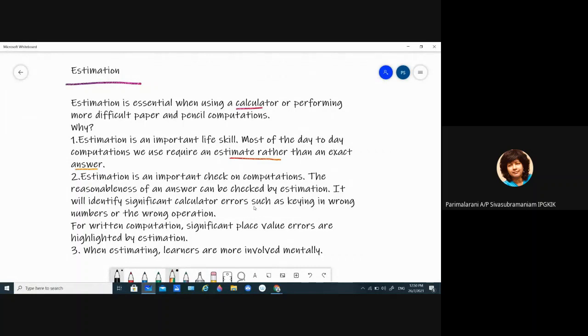The two computations that we use in daily life are estimation and mental mathematics. We use them a lot in daily life. We don't go out and take out a calculator or a pencil and paper and calculate how much is this, how much is this. We don't do that. We straight away estimate. This we round up and we estimate.